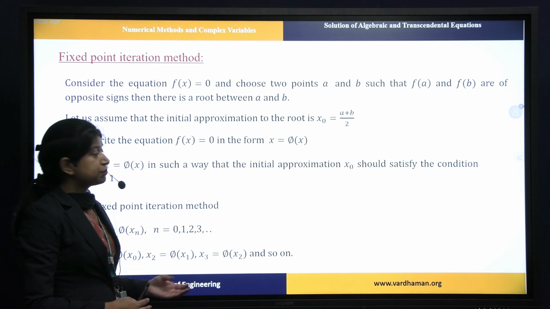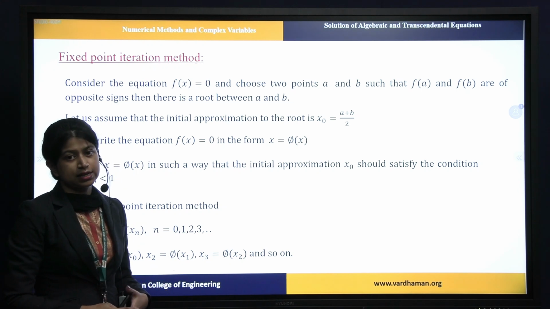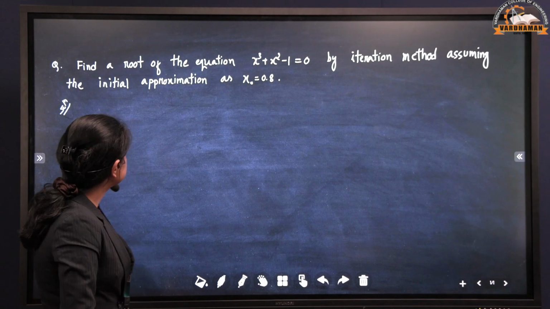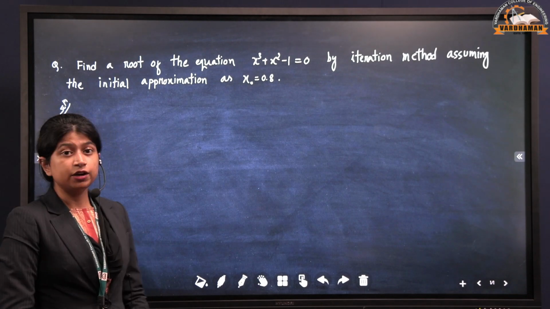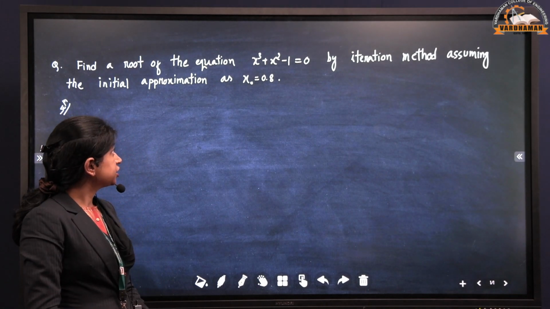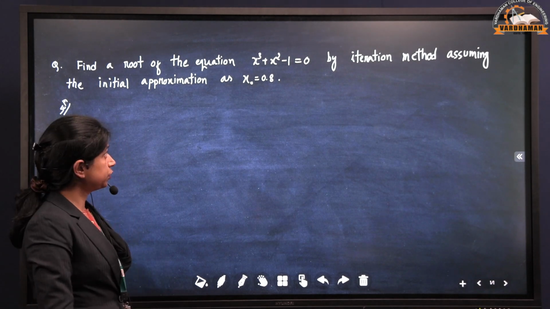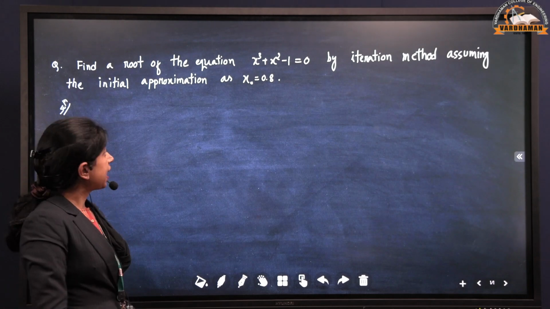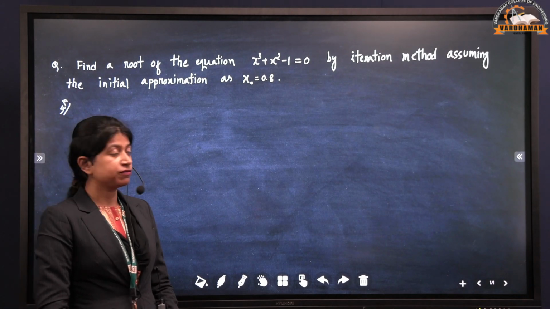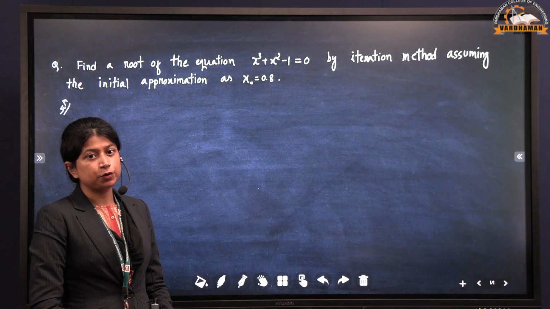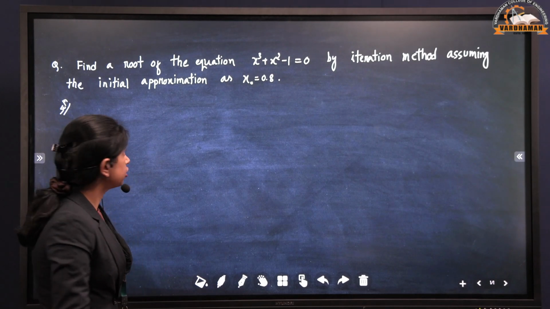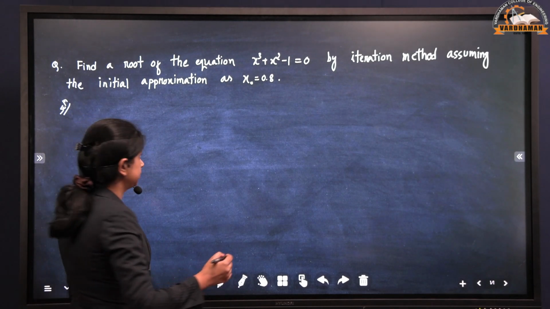We will take one algebraic equation and one transcendental equation. Now let us look at this question. Here we need to find a root of the equation x cube plus x square minus 1 equal to 0 by the iteration method, and initial approximation is also given, that is x0 equal to 0.8. So let us see how we can solve this problem using iteration method.